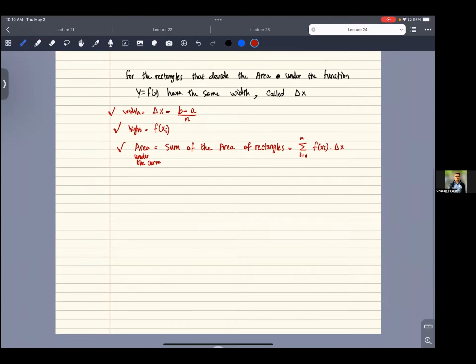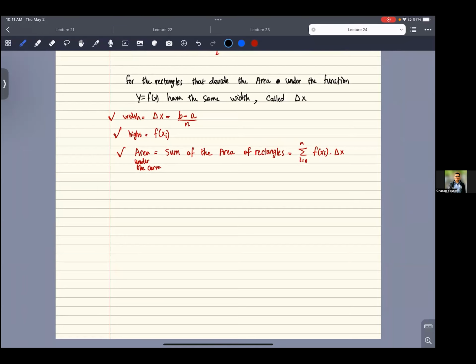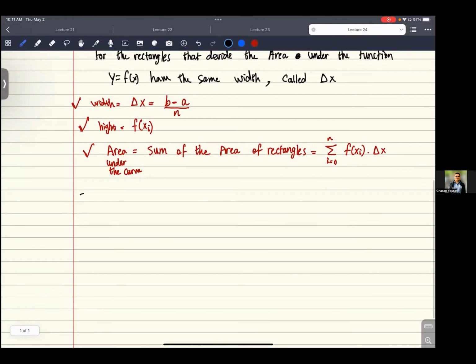Okay, I'm going to give you an example for this. Here's an example. Use rectangles to estimate the area under the parabola y equal x square from 0 to 1.